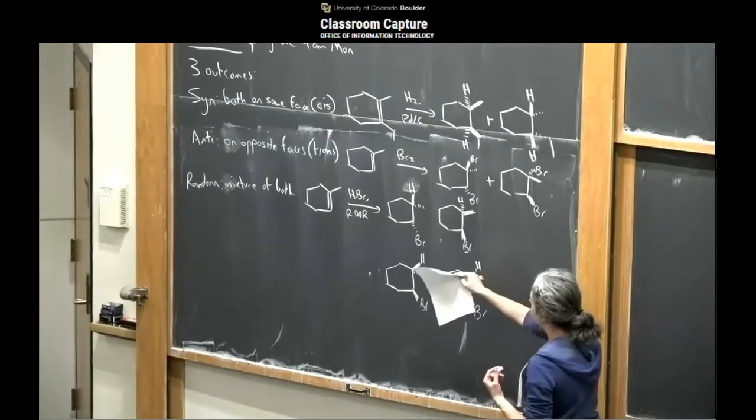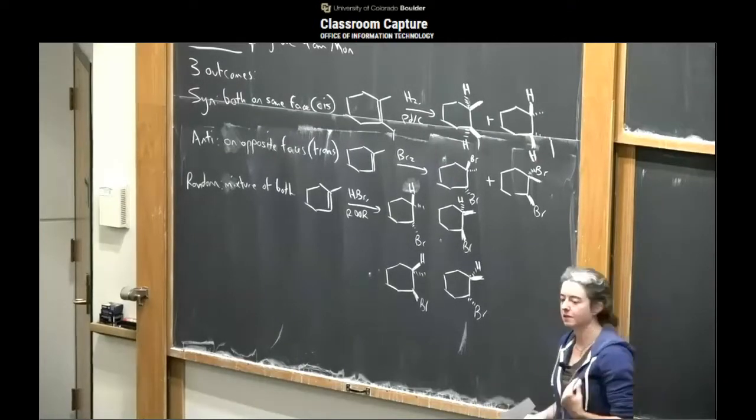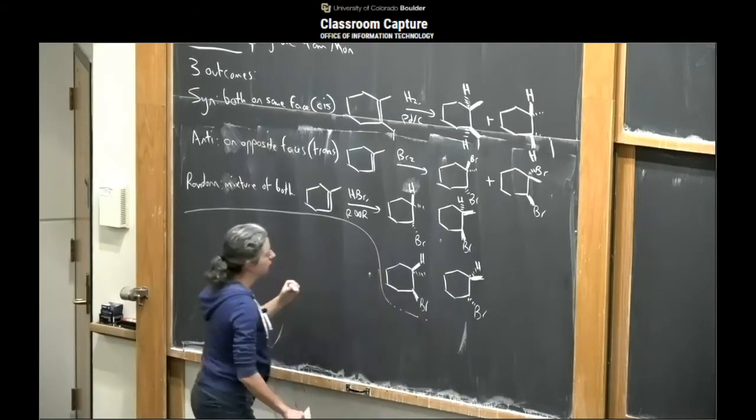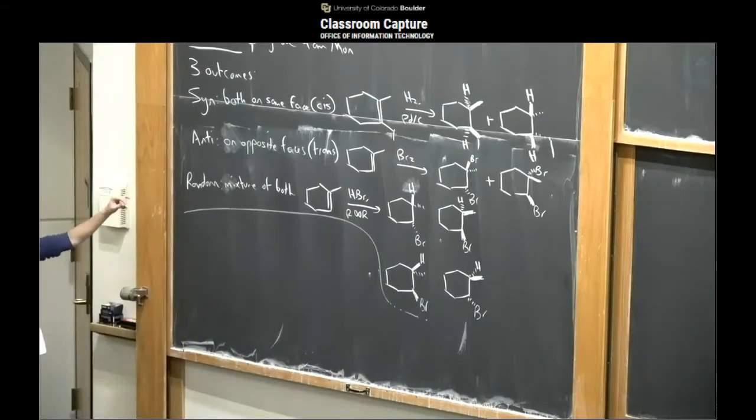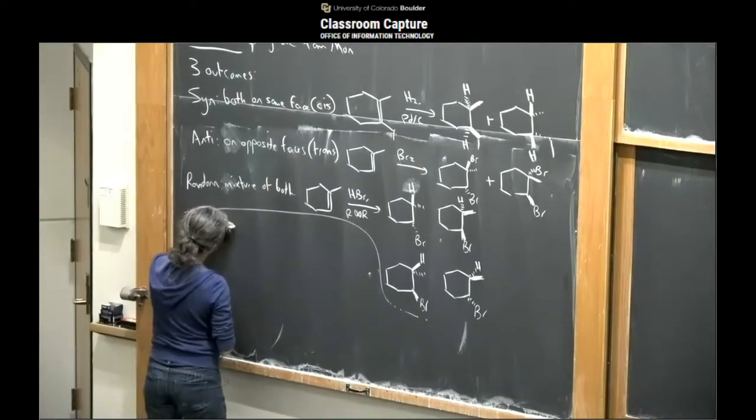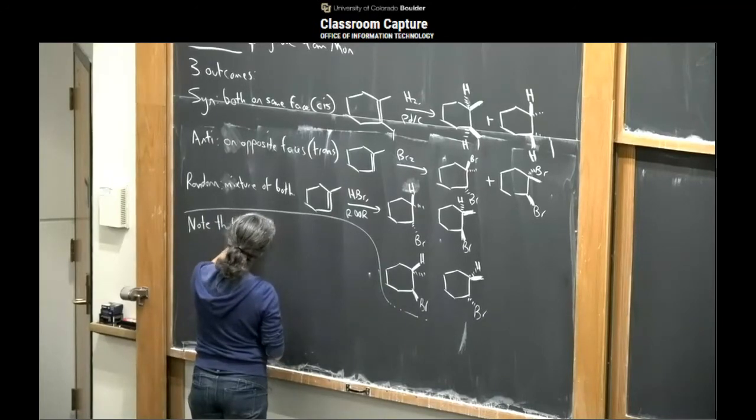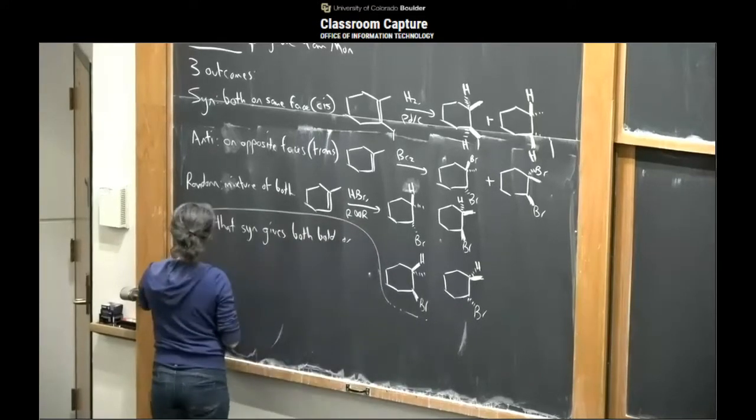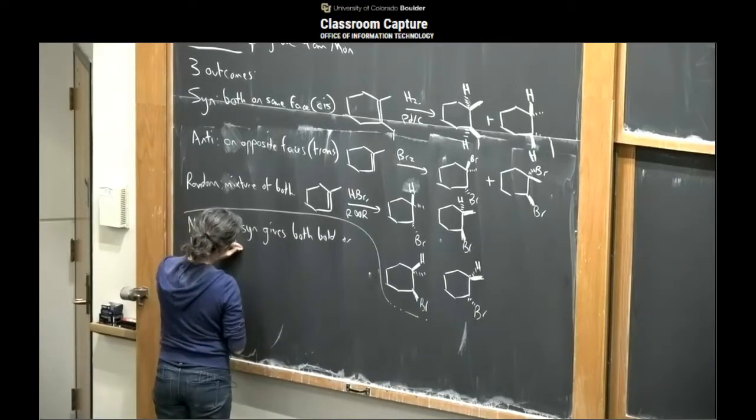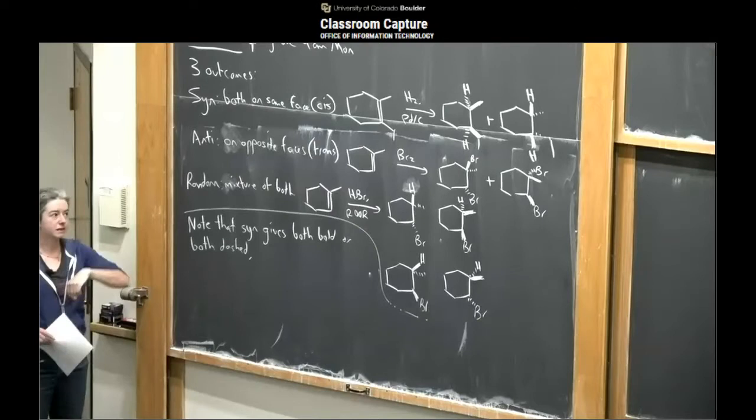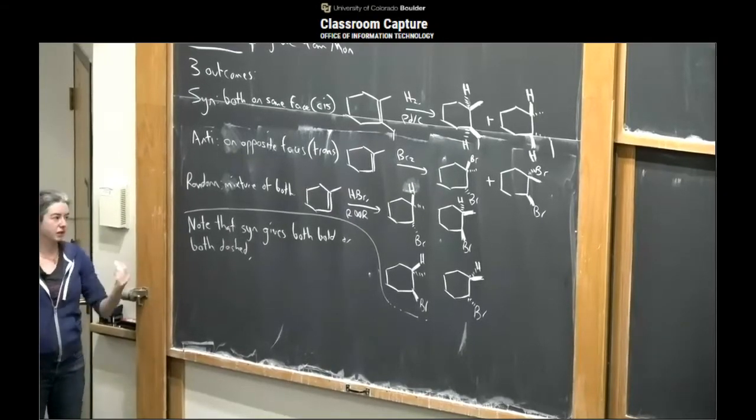Okay, so a few kind of big picture warnings about this before we move on. One is that if you want to make absolutely certain that, for instance, syn addition is giving you both groups bold or both groups dashed, the caveat is that you have to draw the molecule in the same layout and same orientation, same conformation as it was in the starting material.